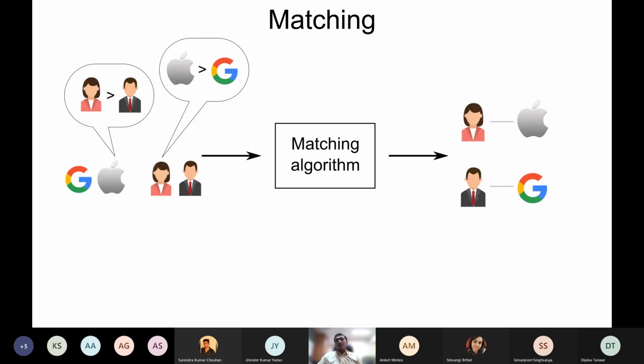Another example of a social choice problem is matching, where imagine that you have, say, two sets of agents, employment seekers and employers, and both sides have preferences over each other. Candidates have preferences over companies, companies have preferences over candidates, and a matching algorithm aggregates these preferences and decides who gets which job, who gets paired up with whom.